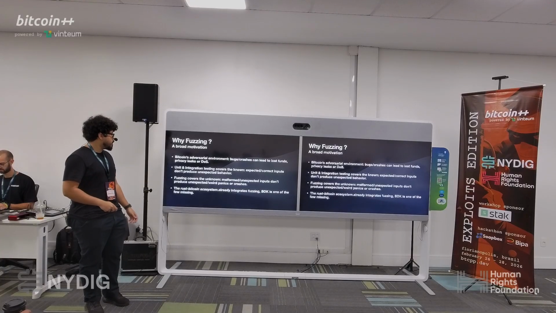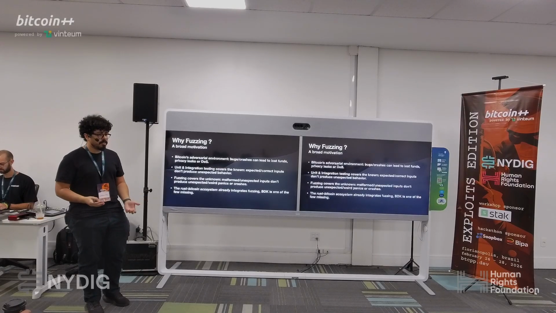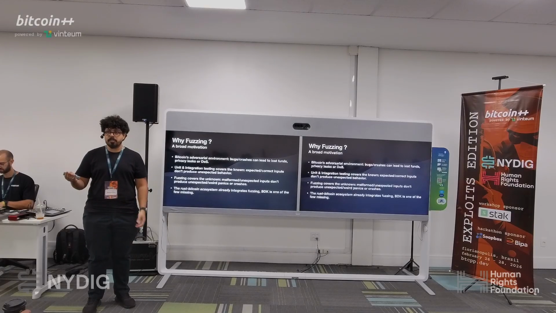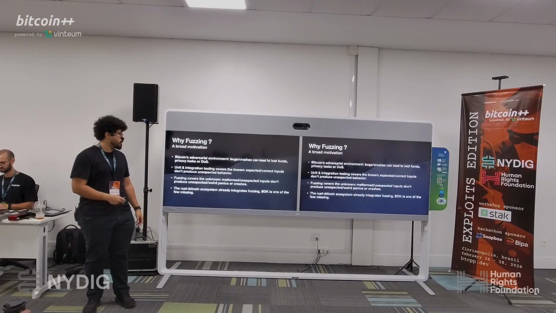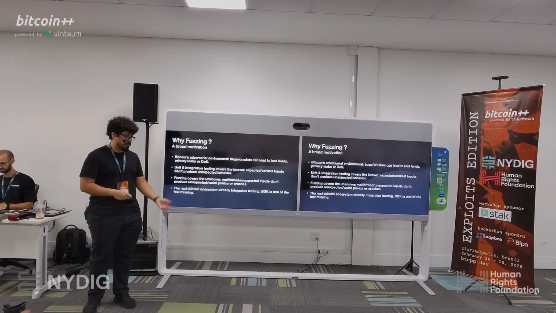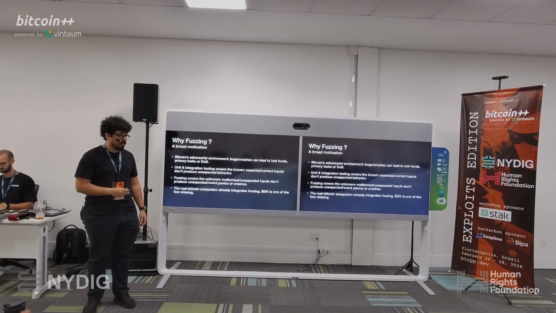Another motivation was that the Rust Bitcoin ecosystem already integrates fuzzing, either through direct fuzzing of the Rust Bitcoin crates or through Bitcoin Fuzz, which does differential fuzzing of different implementations of the same projects. BDK is one of the few, along with some other crates from Rust Bitcoin, that doesn't have a huge amount of fuzzing.